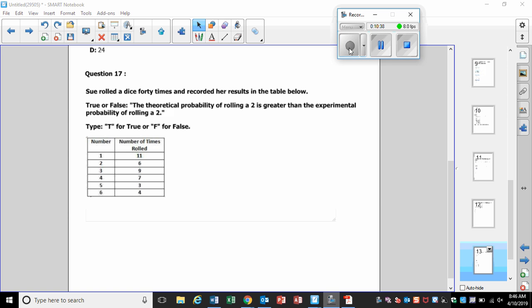Question 17. Sue rolled a dice 40 times and recorded her results in the table below. True or false? The theoretical probability of rolling a 2 is greater than the experimental probability of rolling a 2. So T for true or F for false?